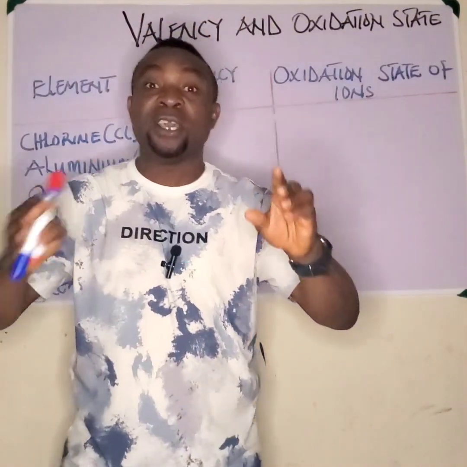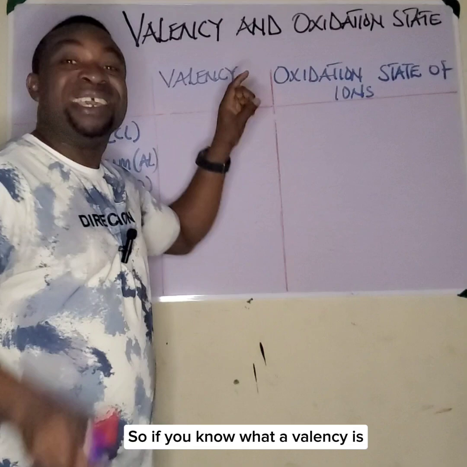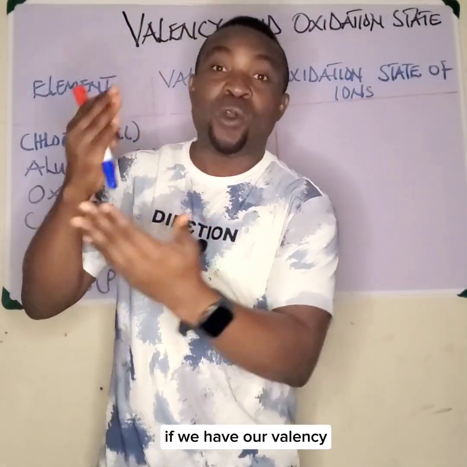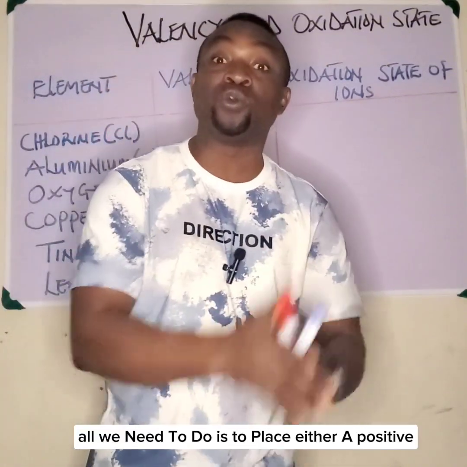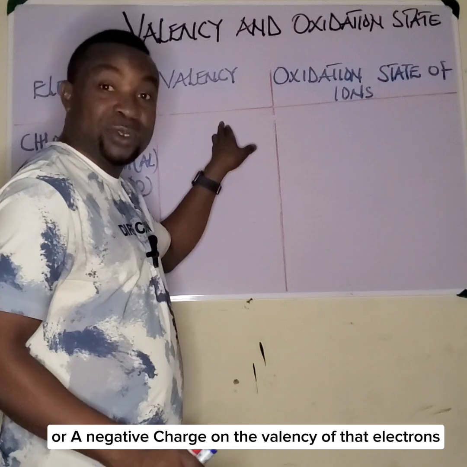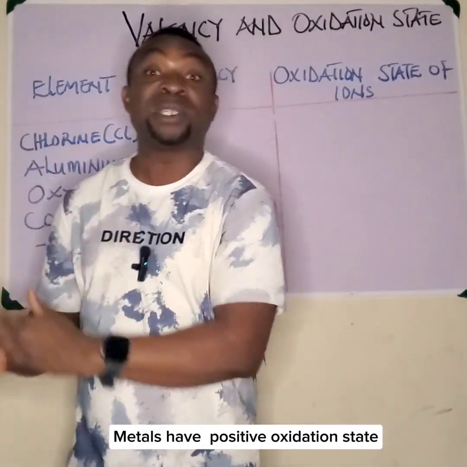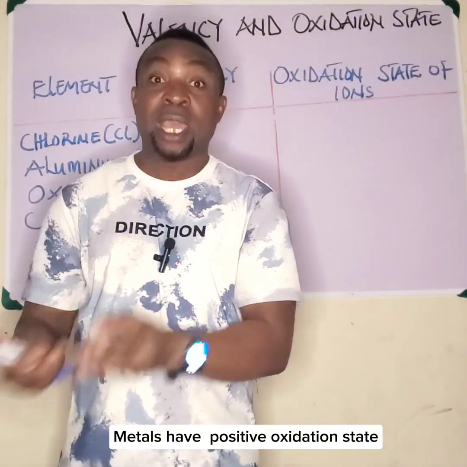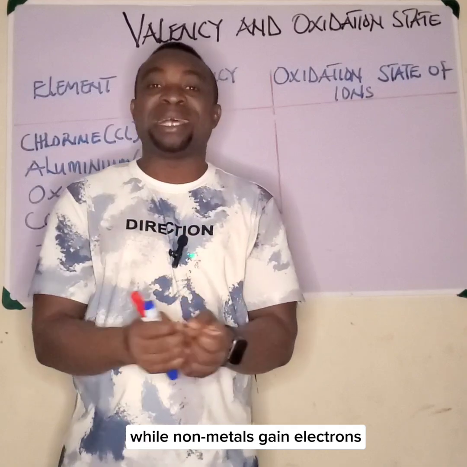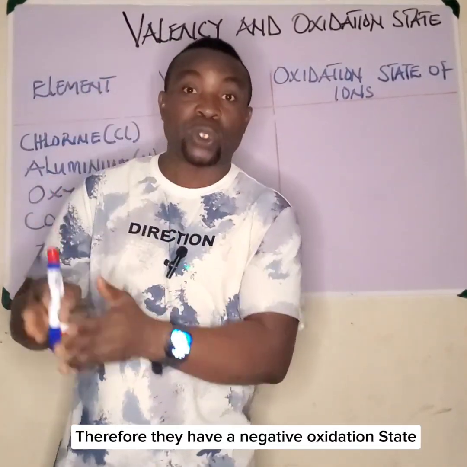the element. So if you have known what a valency is, it is very easy for us to place oxidation state of ions. If we have our valency, all we need to do is to place either a positive or a negative charge on the valency of that element to get the oxidation state. For example, metals have positive oxidation state because of the ability to give or to lose electrons, while non-metals gain electrons, therefore they have a negative oxidation state.